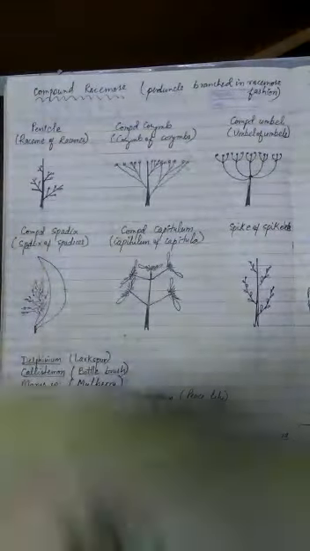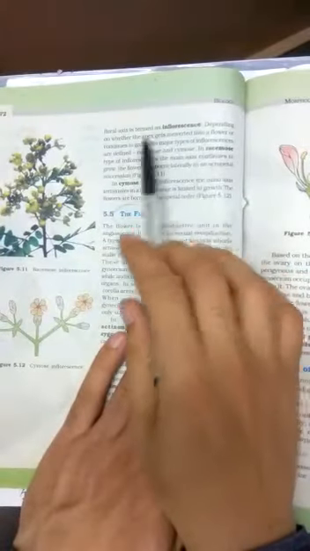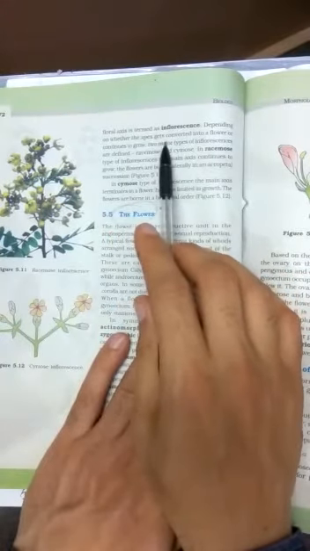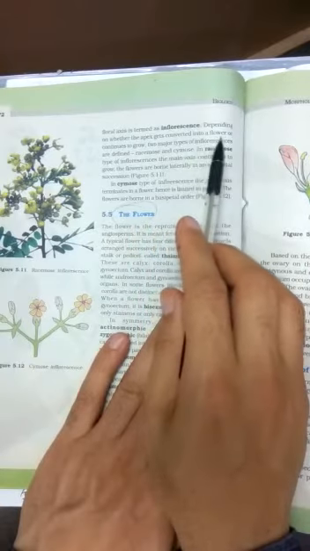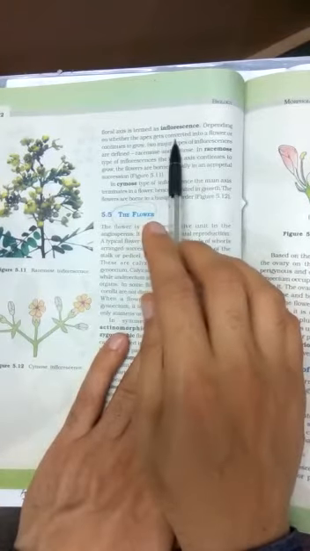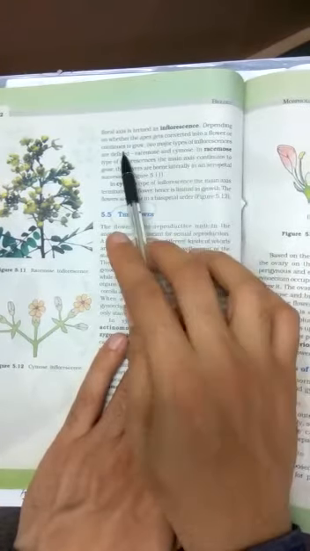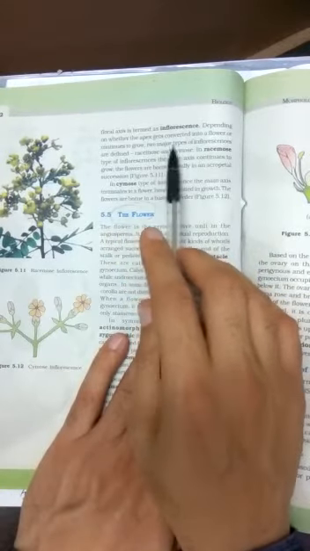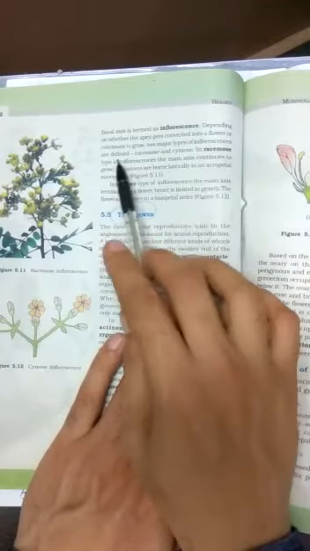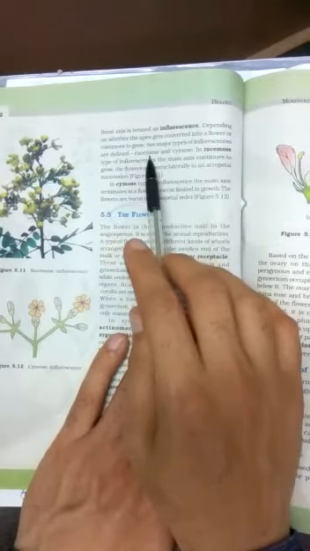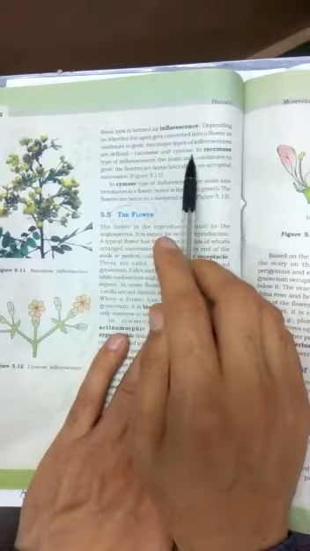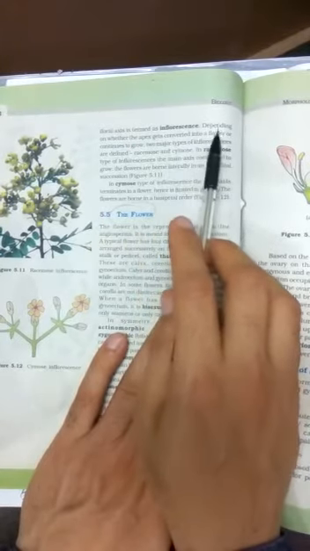Arrangement of the flowers on the floral axis is called inflorescence, and depending on whether the apex of the axis gets converted into a flower or continues to grow, 2 major types of inflorescences are there. Those are racemose and cymose. So pay attention to this line.